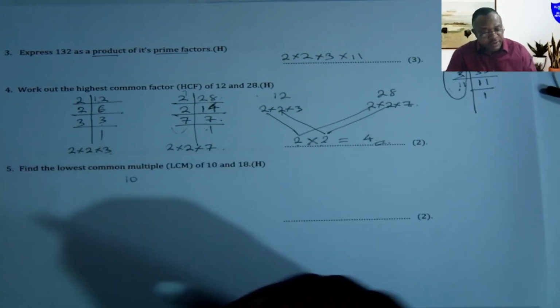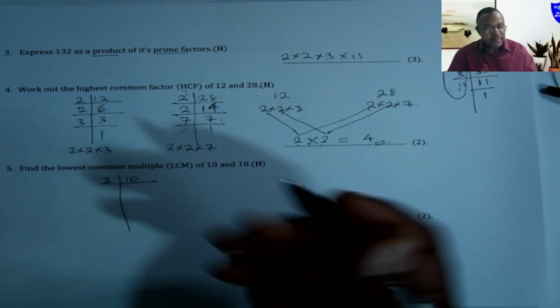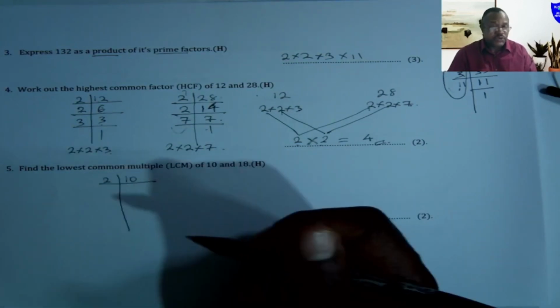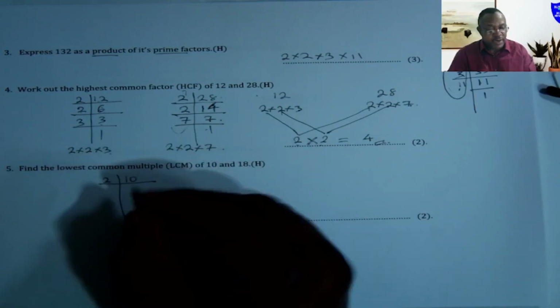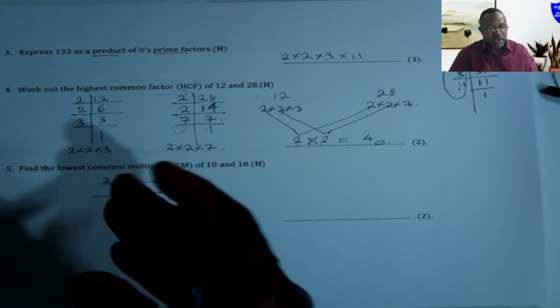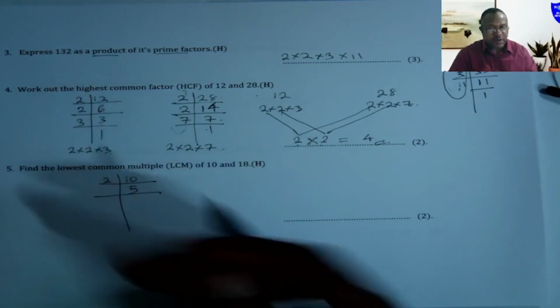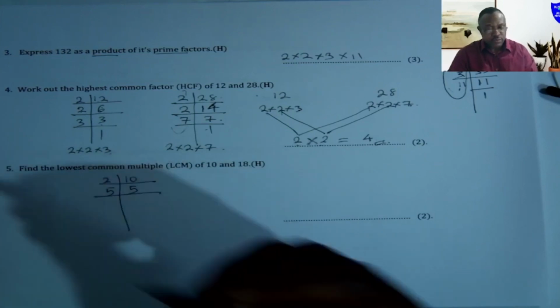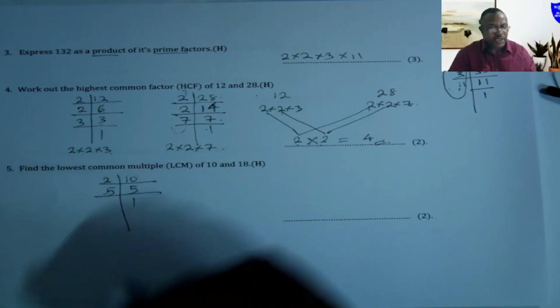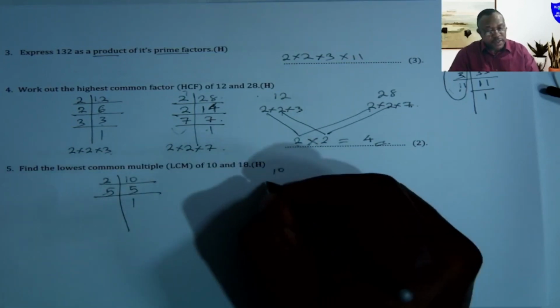So you start by writing 10, draw some lines there, then we start dividing by the lowest prime number. How many 2's are in 10? Or 10 divided by 2, you get 5, right? Now there is no number that can divide 5 exactly apart from itself. So we put 5 there. 5 divided by 5 will get 1. Therefore 10 can be expressed as 2 times 5.